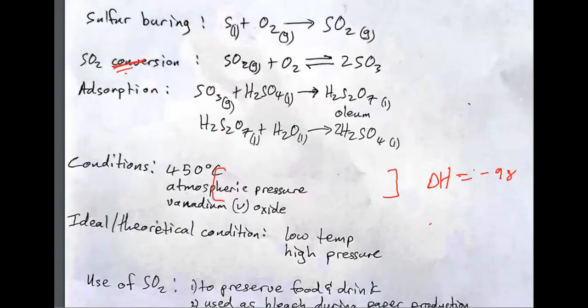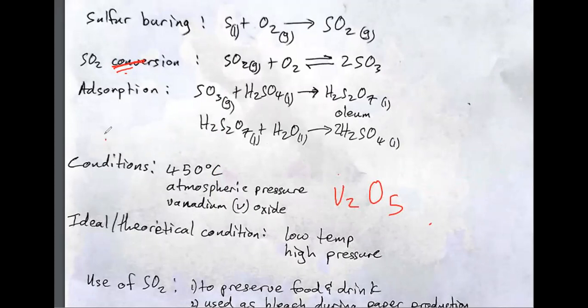So any question, if it should come on this, it will most likely ask about the conditions, the equations, and the raw materials. So the conditions are 450 degrees Celsius, atmospheric pressure, and the catalyst, vanadium(V) oxide, formula V2O5. Here now we're going to look at Le Chatelier's principle.